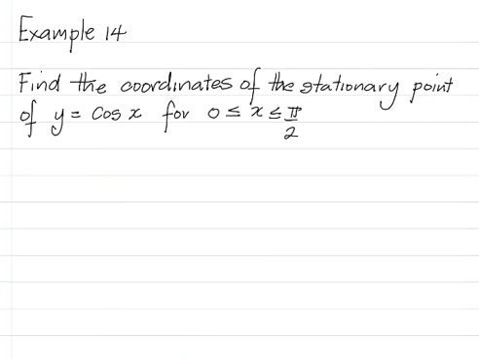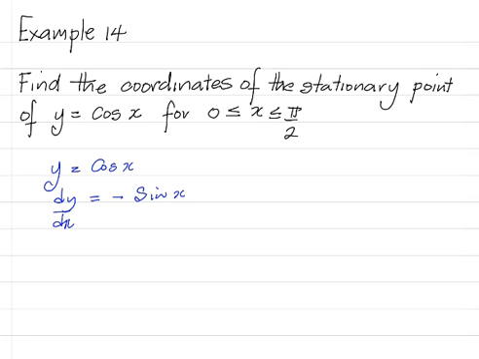Example 14. It says find the coordinates of the stationary point of y is equal to cos x for values of x less than or equal to pi by 2 but greater than or equal to 0. Alright, so here we have y is equal to cosine x. Then I'm going to say dy by dx. Differentiate cos, you're going to get minus sine x.